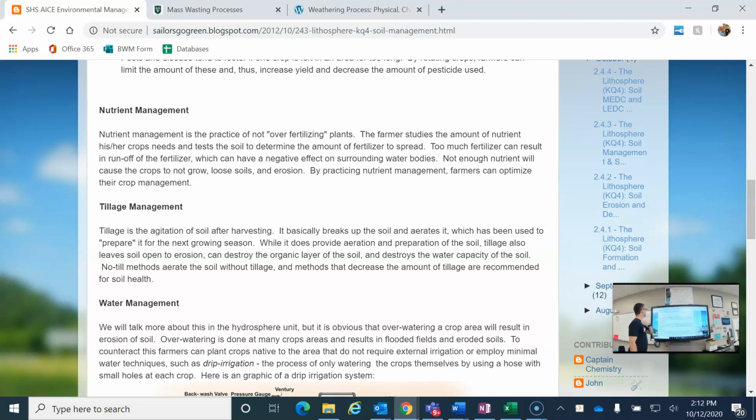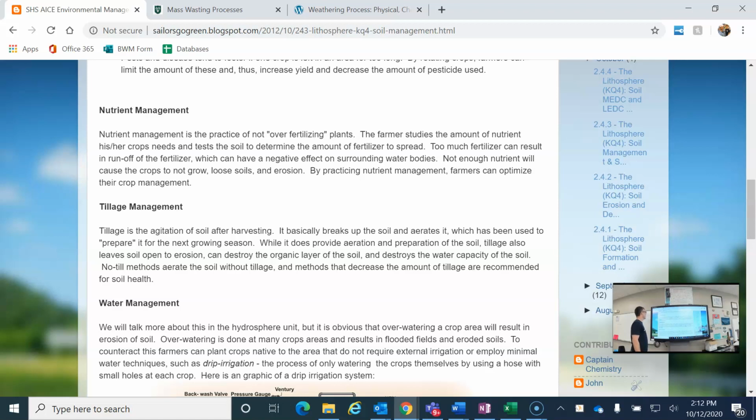Nutrient management is the practice of not over-fertilizing plants. The farmer studies the amount of nutrients his or her crops need and tests the soil to determine the amount of fertilizer to spread. Too much fertilizer can result in runoff of fertilizer, which can have a negative effect on the surrounding water bodies.